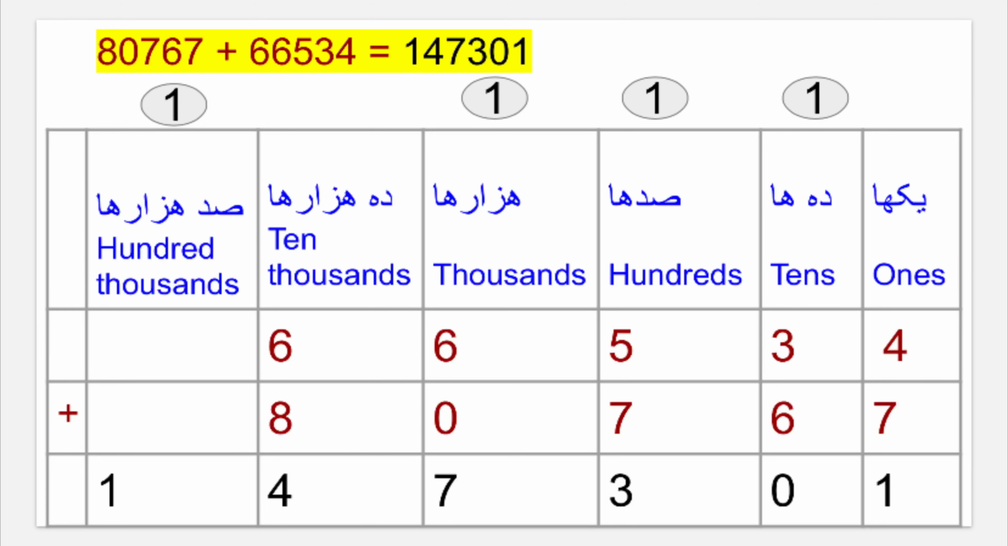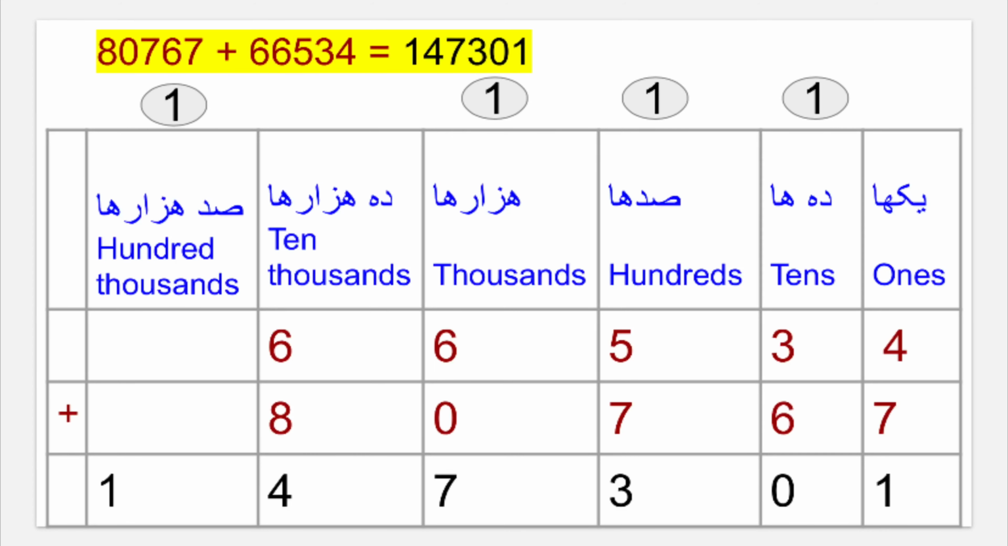So in the thousands we have 6 and 0. 6 and 0 is 6. 1 is from the hundreds. We got it in the circle on the top of the thousands. So the total is going to be 7. And now in the 10,000s, 6 and 8, the total is 14. 14 is 2 parts, 4 and 10.